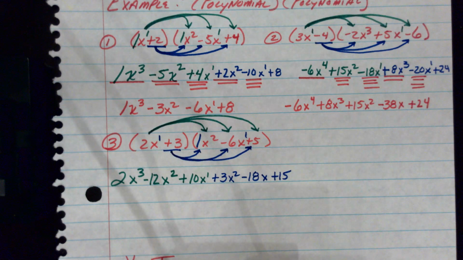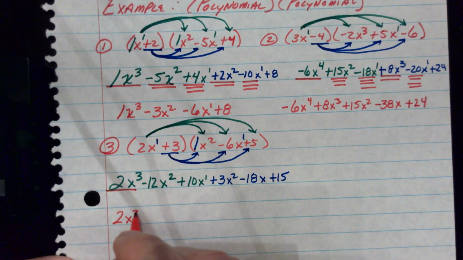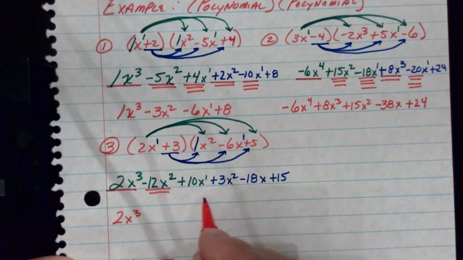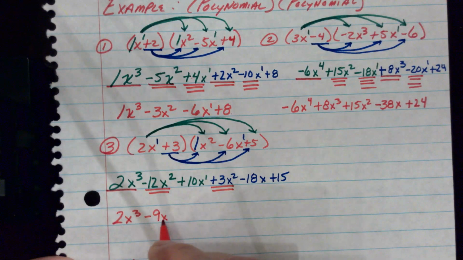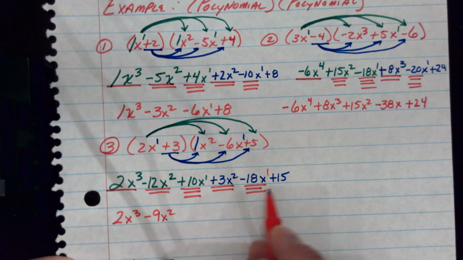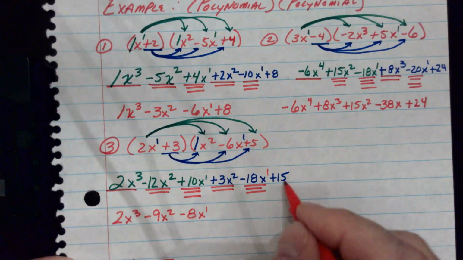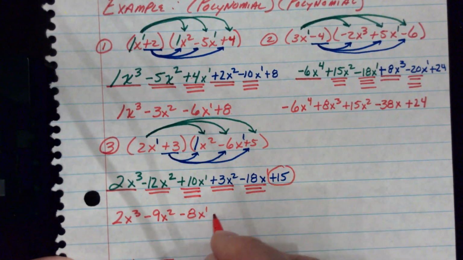Looking through here, looking at the numbers, highest power of x is 2x cubed. Negative 12x squared and positive 3x squared is negative 9x squared. Next power of x, those are both ones. Positive 10, negative 18, negative 8x to the first. And finally, I have the constant of plus 15.